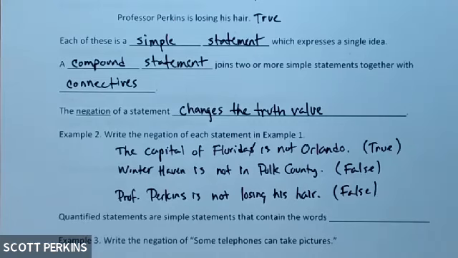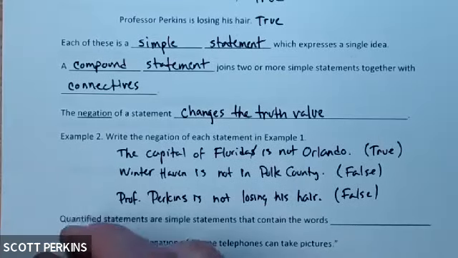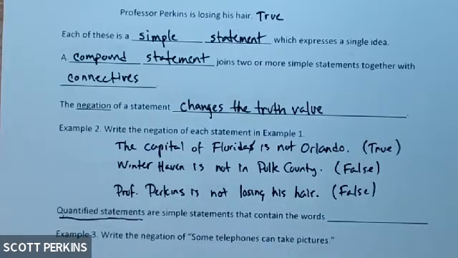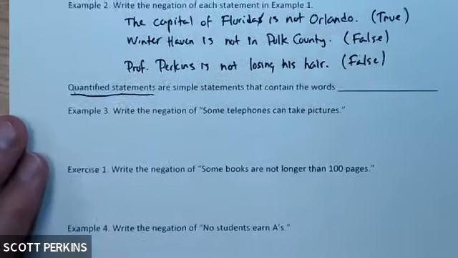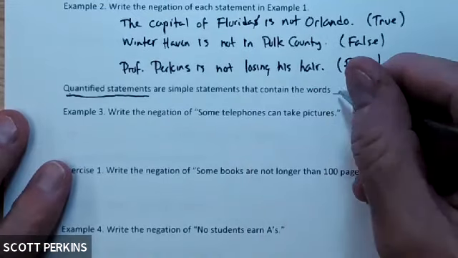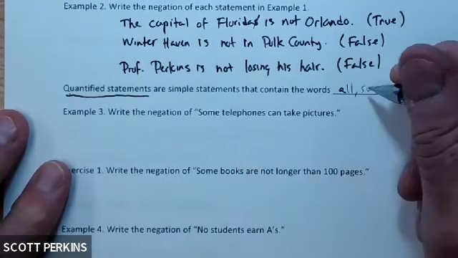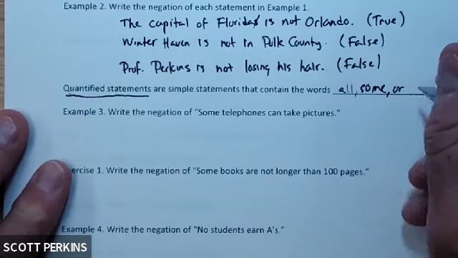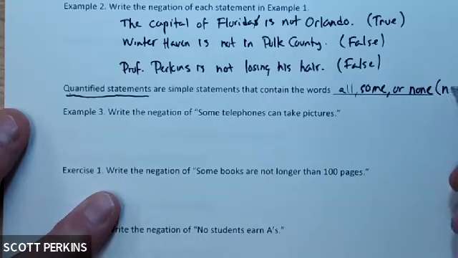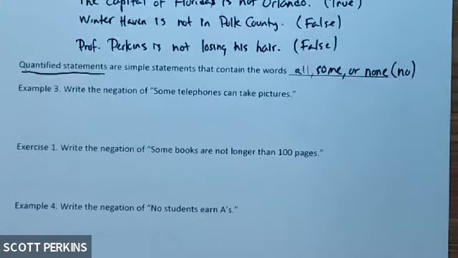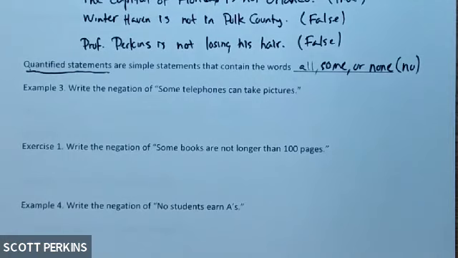Now, before we move on to the next connective, the negation does have something that we do need to investigate in a little more depth. And that is the idea if I have what's called a quantified statement, which you use all the time. I just, in fact, used one right now. So a quantified statement is a simple statement that uses a word such as all, some, or none. Or another form of none is no. These are simple statements that contain the words all, some, or none. You are making some sort of qualification, some sort of quantity.